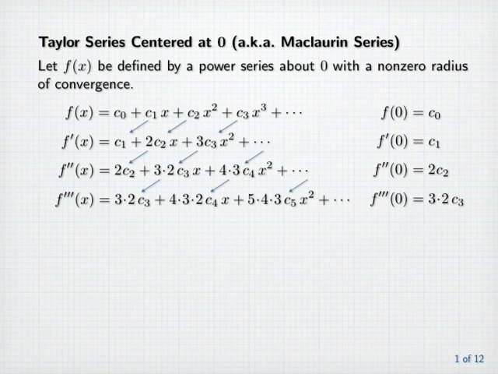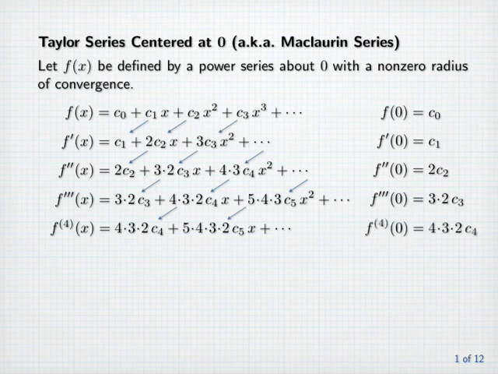The fourth derivative is equal to 4 times 3 times 2 times c4 plus 5 times 4 times 3 times 2 times c5 times x to the first power, and so on. And so the fourth derivative evaluated at 0 is equal to 4 times 3 times 2 times c4.